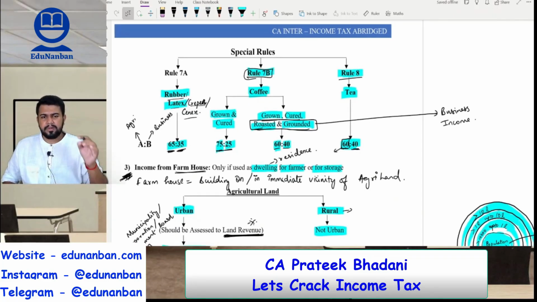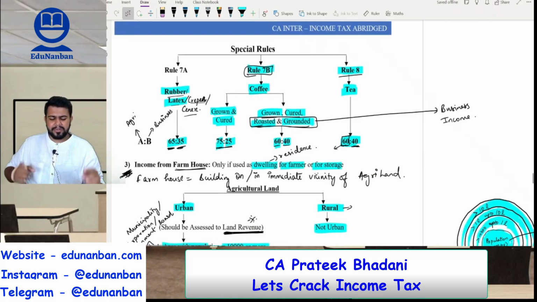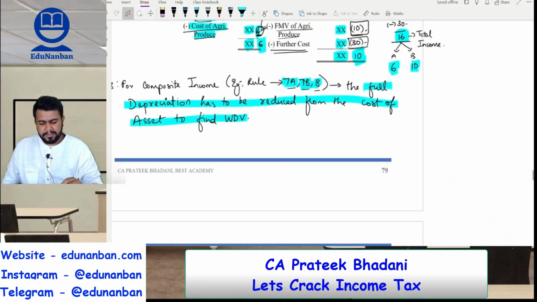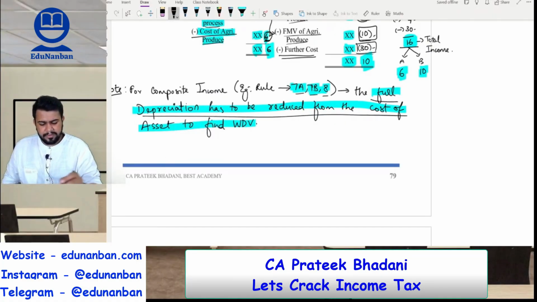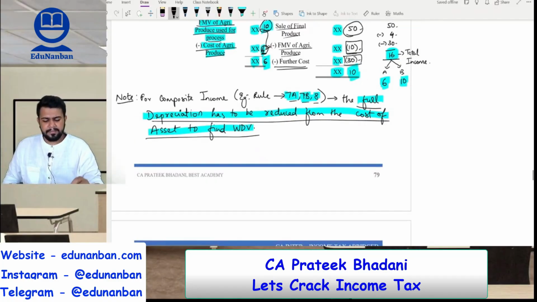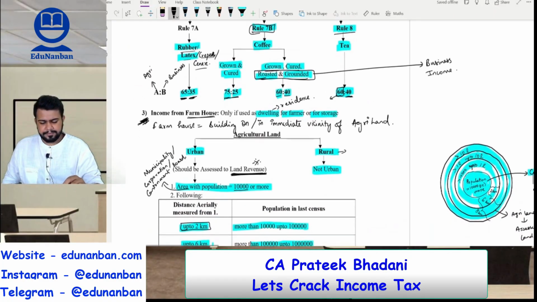Okay. Then rule 8 talks about tea. For tea, the ratio is 60-40. 60% agriculture income, 40% business income. Then I told you one special point. In case of these composite incomes, that is 7A, 7B and 8, the full depreciation has to be reduced from the cost of the asset to find the WDV.